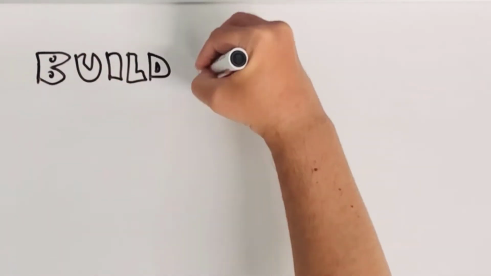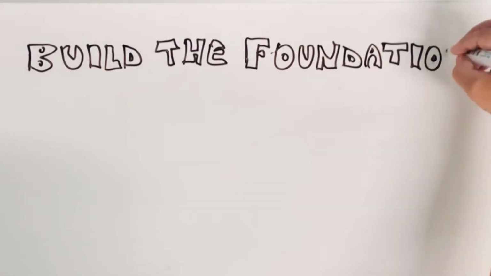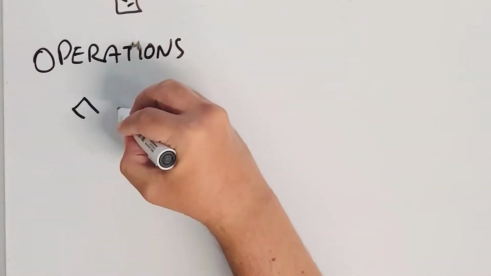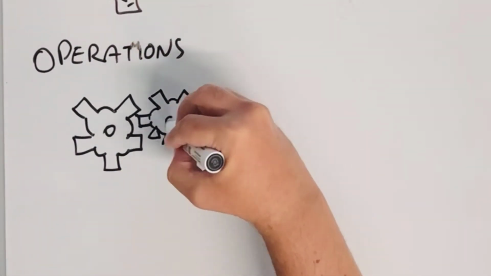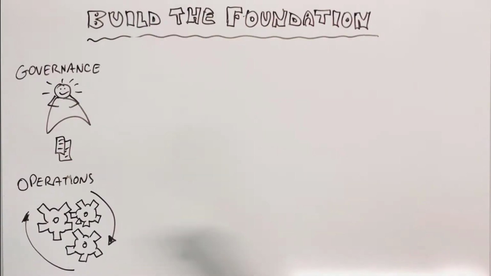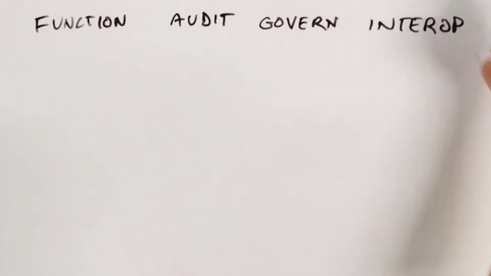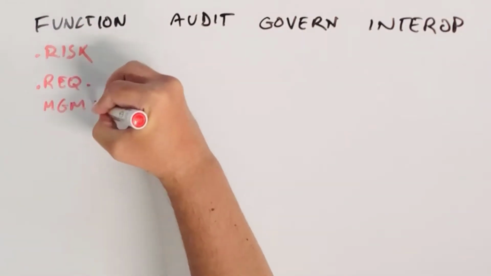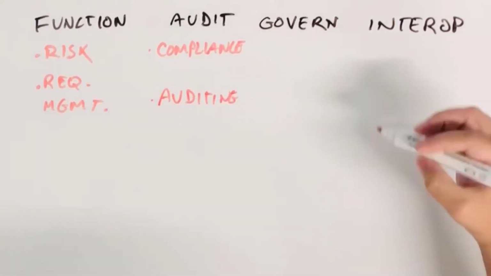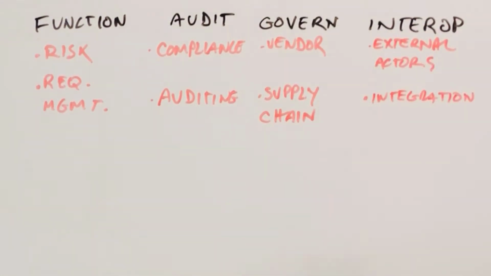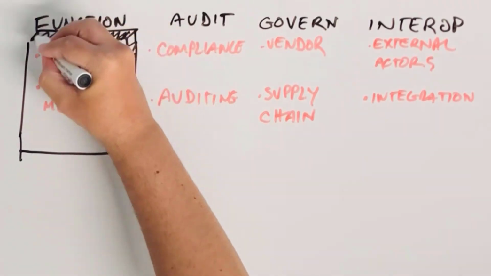Now that we have selected the items, the next step is to build our governance foundation. They will form the pillars of our governance and operations. 5G stands for Function, Audit, Govern, Interop, and we will add our selected items to define these pillars, like risk management, compliance, supply chain, external actors, etc. Only you know what matters to your governance.